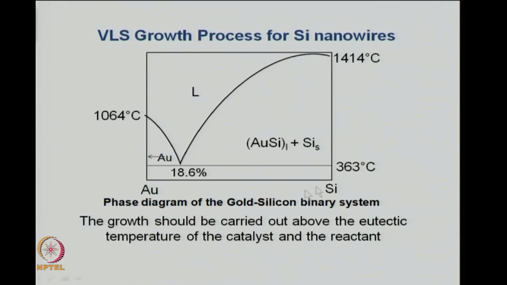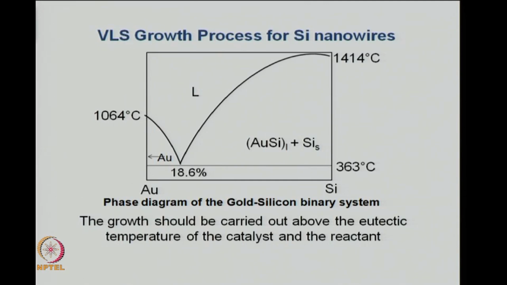If you look at gold and silicon, you see that gold melts around 1064 degree centigrade. This is called a phase diagram, where you are plotting temperature on this axis versus percentage of silicon. Silicon here is 0% and here is 100%, so this is pure gold, 100% gold, and this is 100% silicon, and you see that at 18.6% you have what we call the eutectic composition.